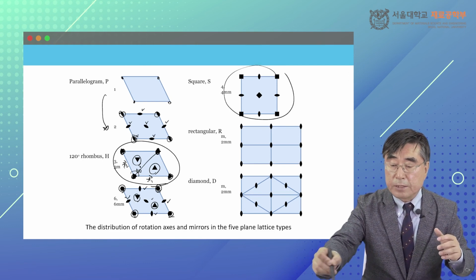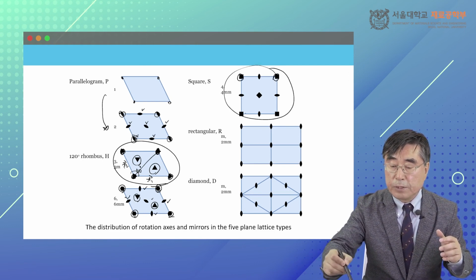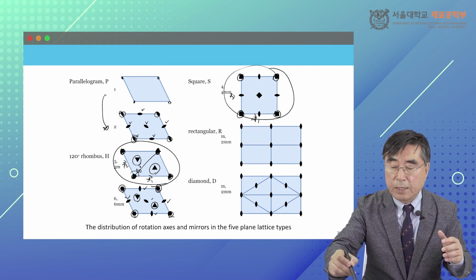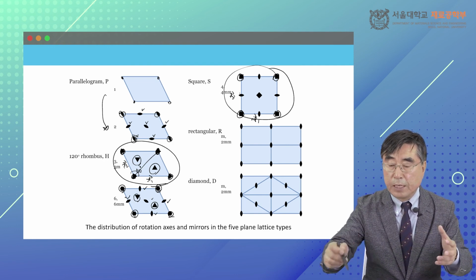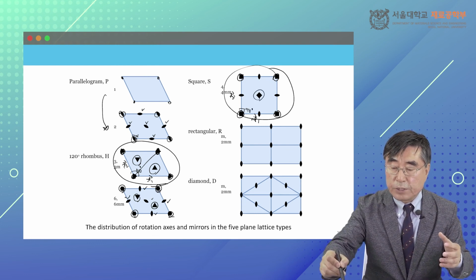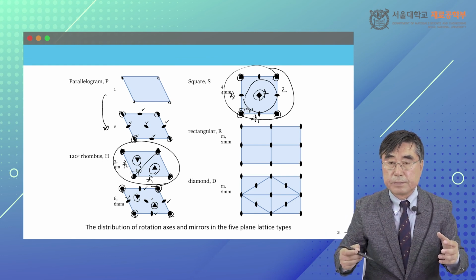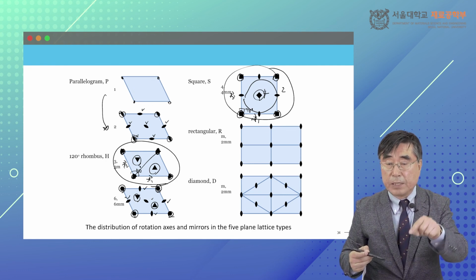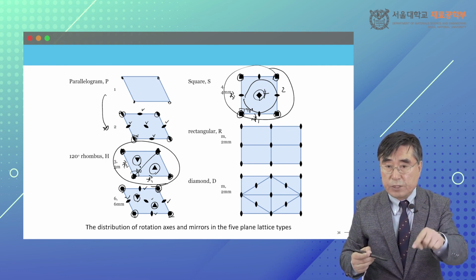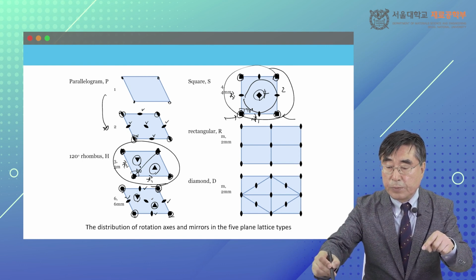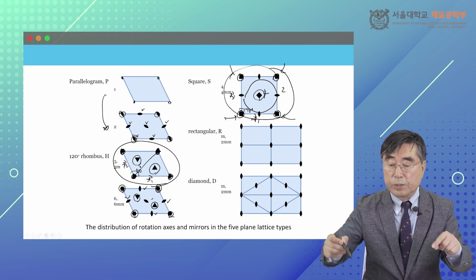Square, I discussed this. There's a lattice point based on four-fold symmetry. T1 vector, T2 vector should be the same magnitude, and this angle should be 90 degrees. And in this case, four-fold is developed and two-fold is developed. But remember, the symmetry is developed, but symmetry is not resulted from the lattice point. Okay, only these are the positions where the lattice point locates.